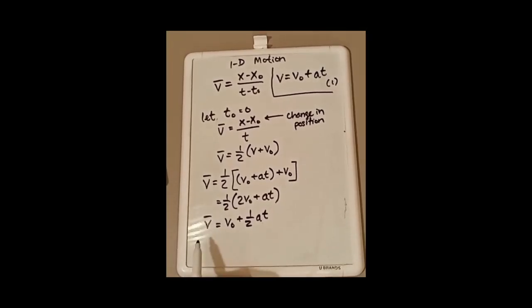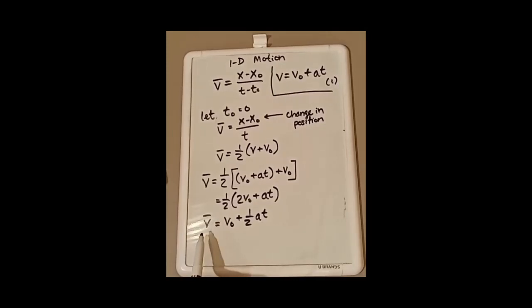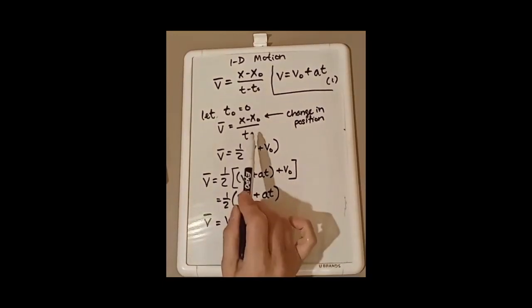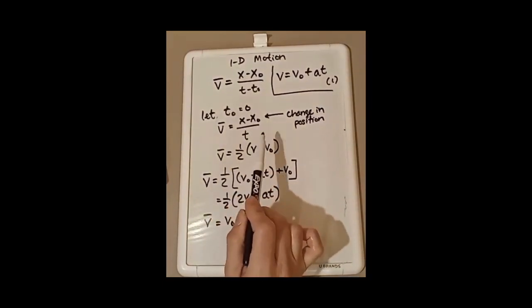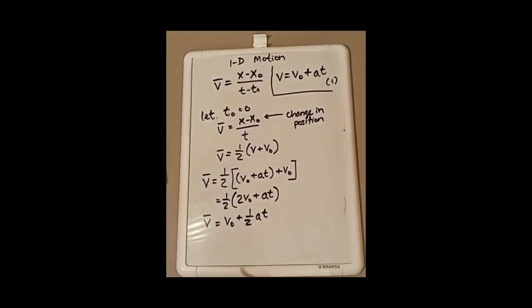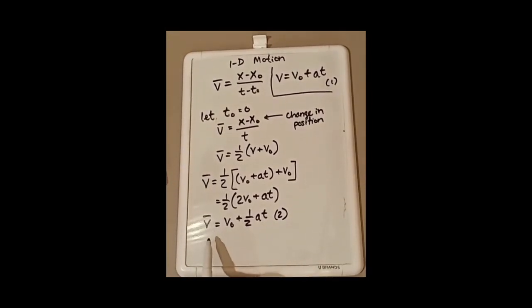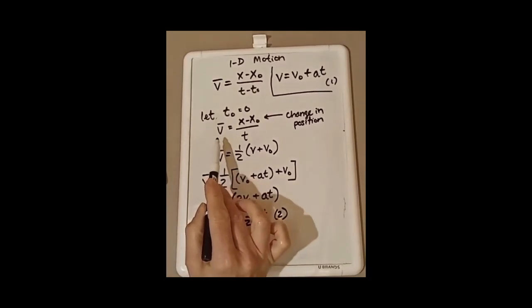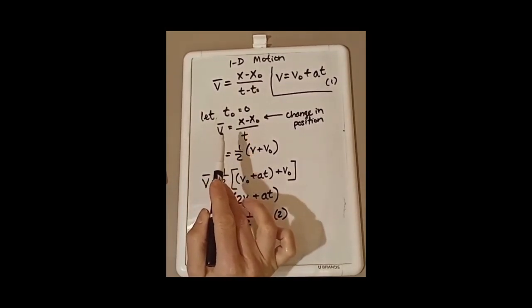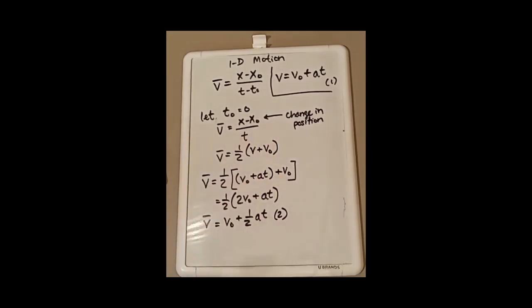Now, again, we don't want to be talking about average velocity. So we're going to take our average velocity and substitute it into our equation back up here for average velocity. Okay, so this is our next equation here. I'm going to just call that 2. And we're going to take equation 2, average velocity, and substitute it back up into our equation for average velocity that says v bar is equal to x minus x naught divided by t.